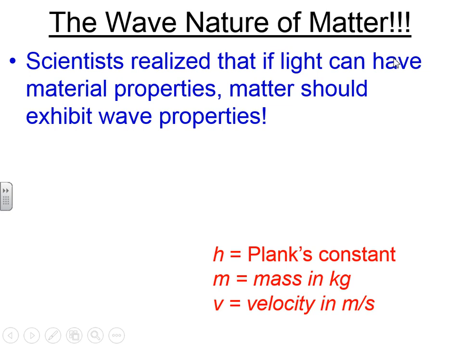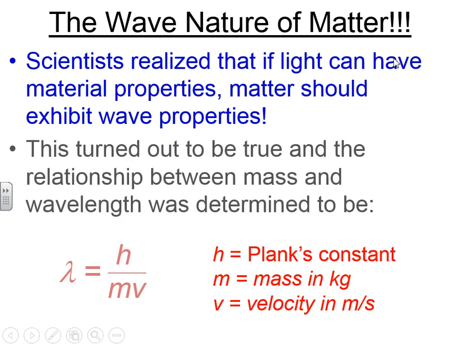So the wave nature of matter. Now, scientists realized that if light has this dual nature of having material properties, if we can think of light as particles, then matter should exhibit wave properties, which was a strange idea, but this turned out to be true. So in fact, matter can actually be thought of as a wave.